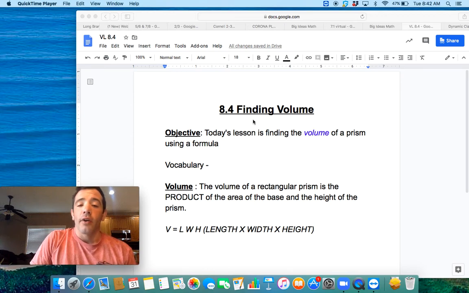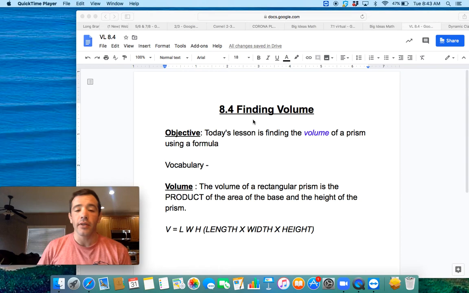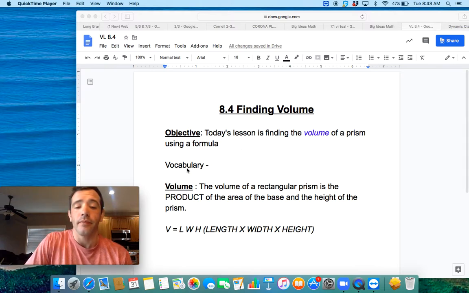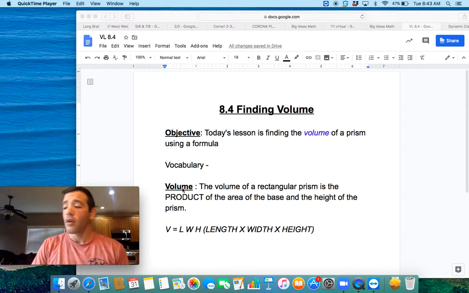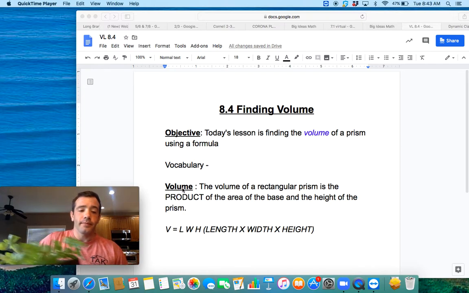8.4 Finding Volume. Before we start, please have a notebook, your pencil, pen, whatever you need. You're going to take some notes, you're going to do some work, and we're going to keep getting better, like I said. Today's objective is finding the volume of a prism using a formula. Your vocabulary word is volume. Now, what is volume? Volume is the amount of space inside of a 3D figure, inside of a prism.